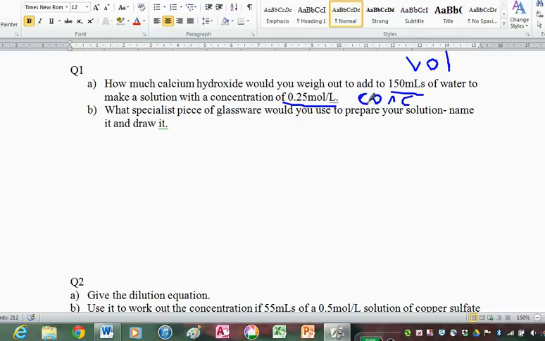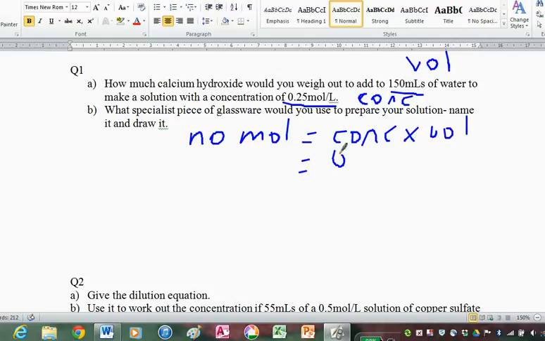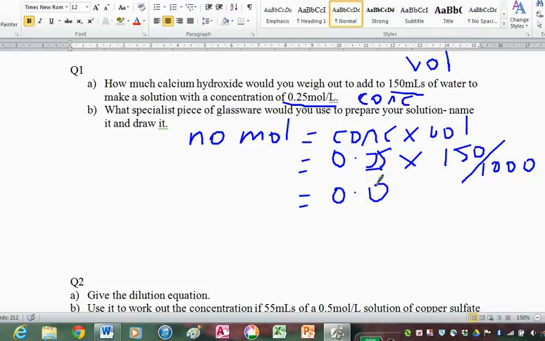So that leads you into the question, because we know that the number of moles of anything is equal to the concentration times the volume. So putting those numbers into that expression, the concentration 0.25 times the volume. Now remember, the volume needs to be in litres, so it's 150, but you need to divide by 1,000 to get it to litres. If you do that calculation, you'll get a value of 0.0375, and we're almost there.